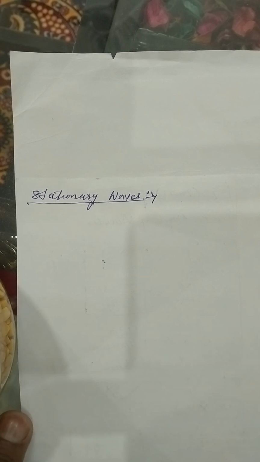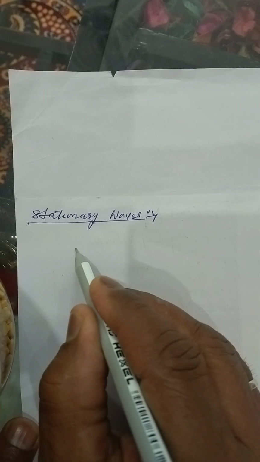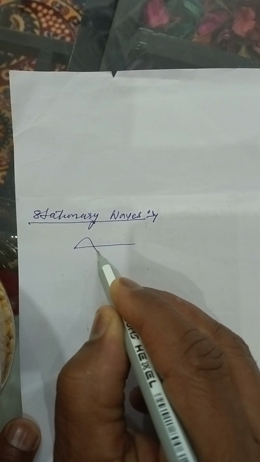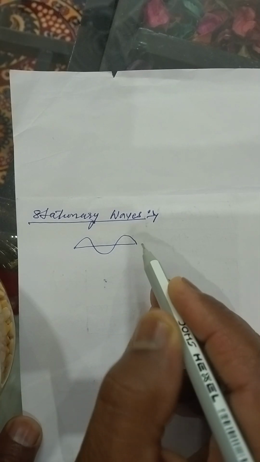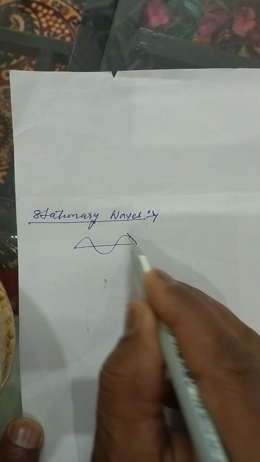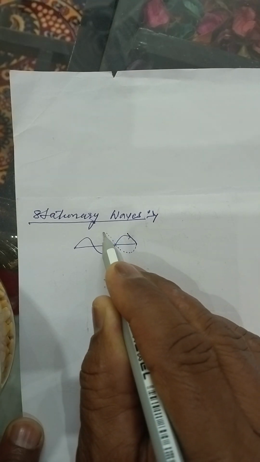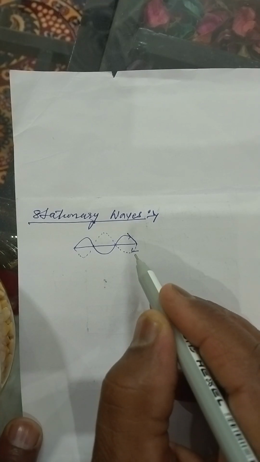Now we will take the case of stationary waves. I have already told you what stationary waves are. The waves moving with the same velocity, same amplitude and same wavelength in opposite directions, superimposed on each other, give rise to the so-called stationary waves.